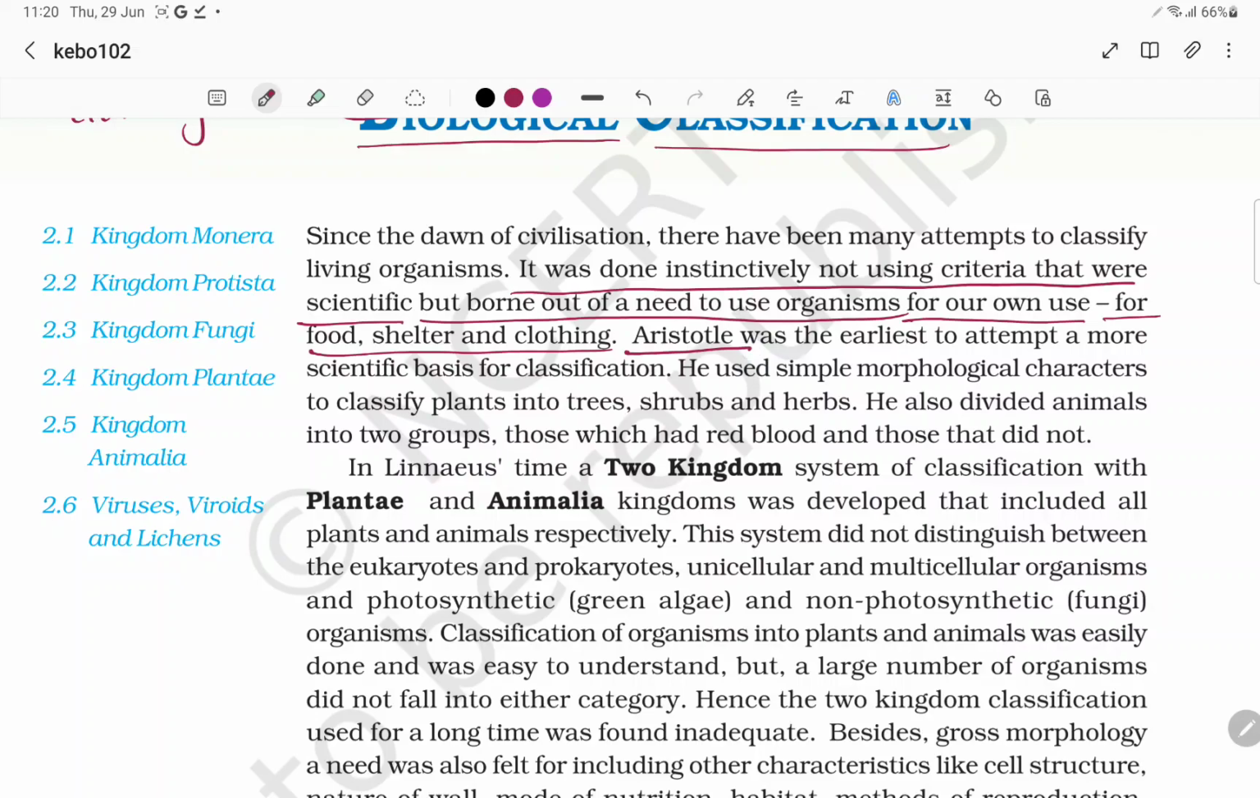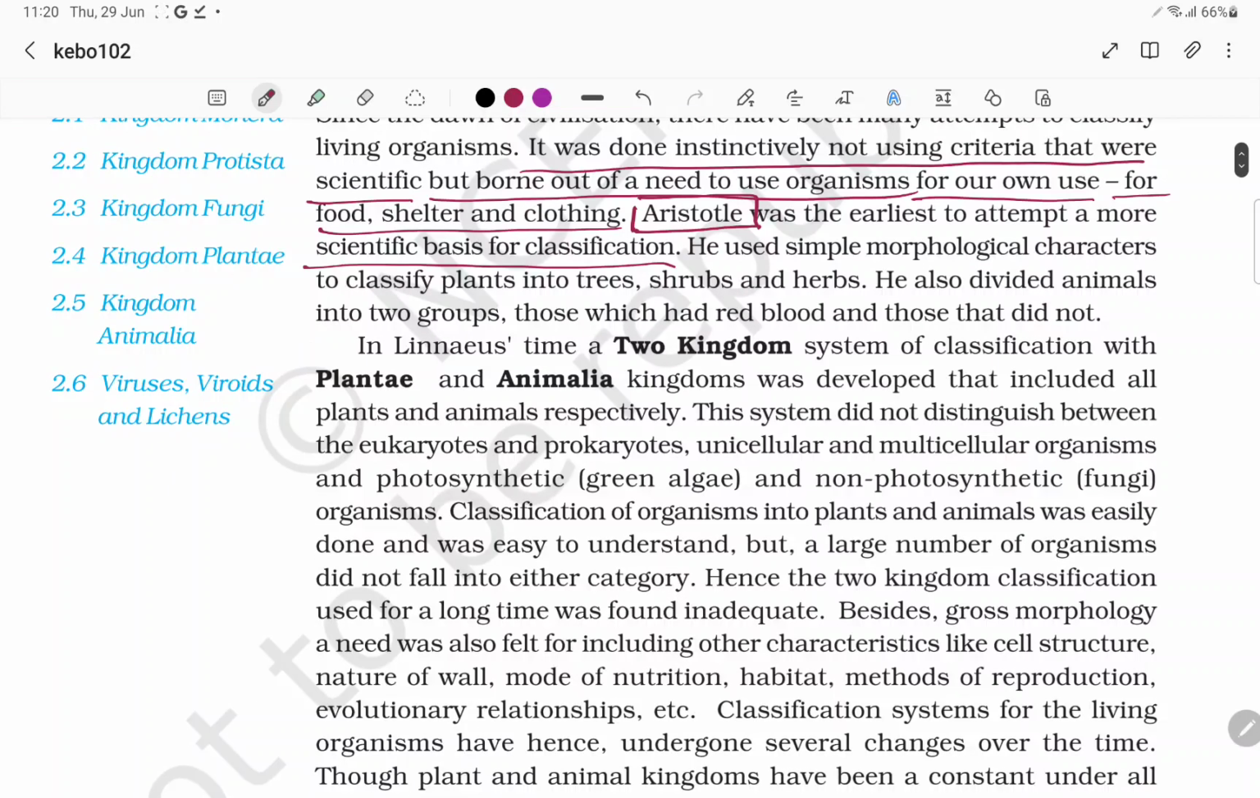The very first attempt was brought by Aristotle. We already know Aristotle is considered the father of zoology, and he is the father of biology as well, and he is a Greek philosopher. He is the one who first gave an early attempt at a more scientific basis of classification. A scientific basis means not simply clothing, food and shelter. He classified the organisms based on very simple morphological characters. By seeing itself, he started the attempt of seeing the similarity of the species morphologically.